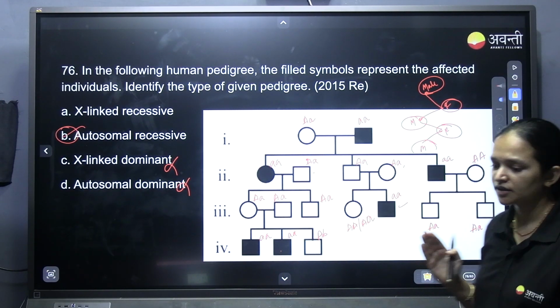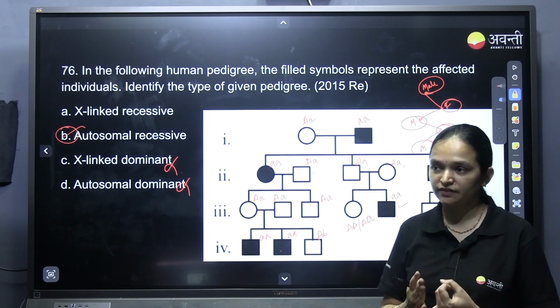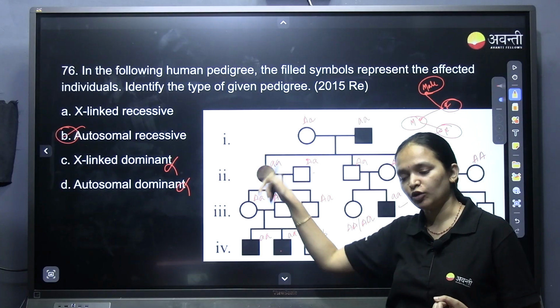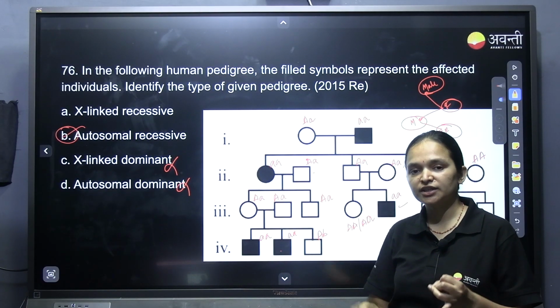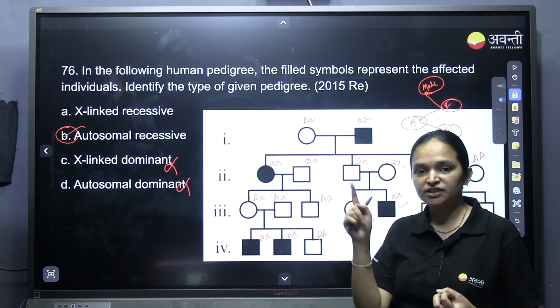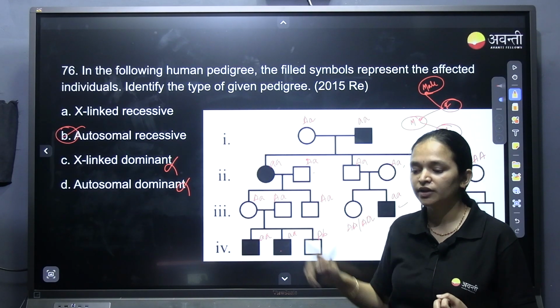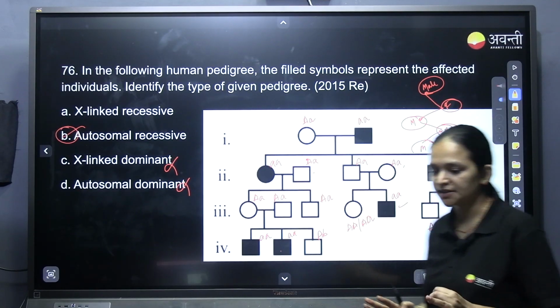First always find whether it is dominant or recessive. दो ऑप्शन में डोमिनेंट होगा, दो ऑप्शन में रिसेसिव होगा, डोमिनेंट या रिसेसिव, वो दो ऑप्शन को कट कर सकते हो. Next बचेगा sex-linked या autosomal. If there is a criss-cross inheritance then sex-linked. अगर कोई criss-cross inheritance तुम्हें नहीं दिख रहा हो तो it will be autosomal. Easy as that.